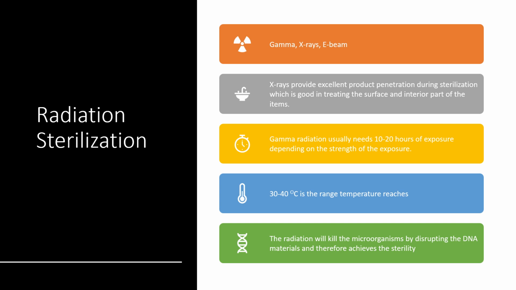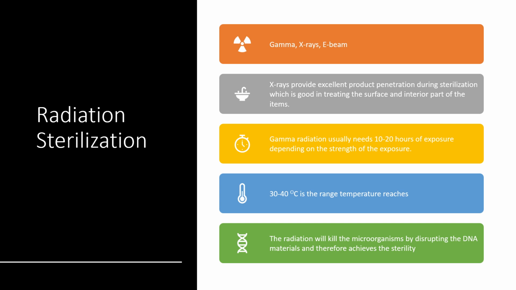Gamma radiation, on the other hand, typically requires exposure times ranging from 10 to 20 hours, depending on the strength of the exposure. Despite the longer exposure times, gamma radiation remains a reliable method for achieving sterilization, particularly for items that are heat or moisture sensitive. During radiation sterilization, temperatures typically reach a range of 30 to 40 degrees Celsius. While not as high as those used in steam autoclaves, these temperatures are sufficient to ensure the effectiveness of the sterilization process.